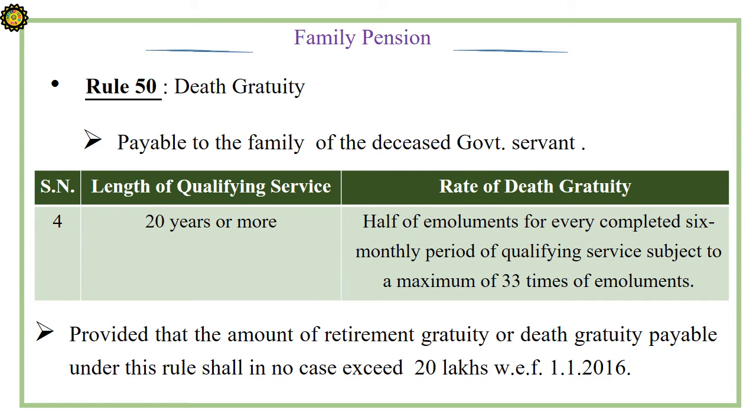If the length of qualifying service is more than 20 years, then the rate of death gratuity will be half of emoluments for every completed 6 monthly period of qualifying service, subject to a maximum of 33 times of emoluments, provided that the amount of retirement gratuity or death gratuity payable under this rule shall in no case exceed ₹20 lakh with effect from 1st January 2016.